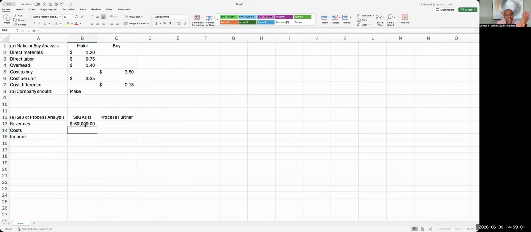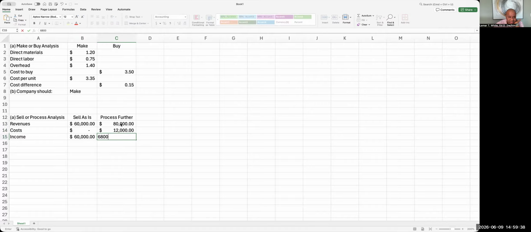If I sell as is, I won't have any costs, because I'm just selling it as it is. I've already incurred costs. So my income would be $60,000 if I sell as is. If I process further, so I do the staining and add the hardware, it tells me that I can sell them for $80,000. But in order to process it further, I'll incur some costs, and that cost is going to be $12,000. So my income is going to be $68,000.